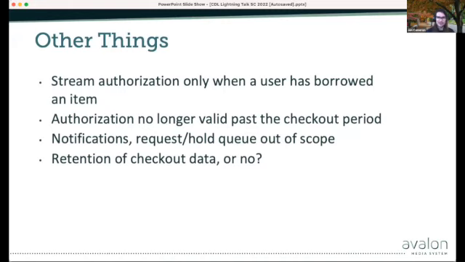Some other things. This is tied to the stream authorization that Avalon does, basically to say, hey, streaming server, this person is legit, please handle the stream. There's been a lot of work behind the scenes to make sure that the stream authorization is working. It expires past the checkout period, and it's really locked to that single user. The other thing we've thought about is notifications, request systems, hold queues. That's out of our current scope right now, although it's certainly something that you see in a lot of CDL implementations.